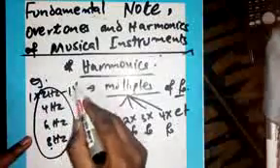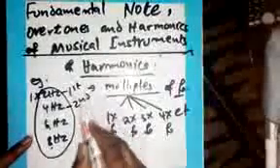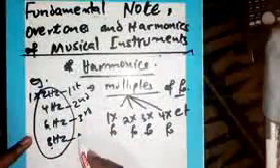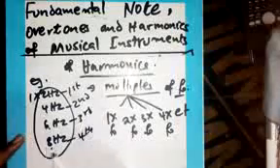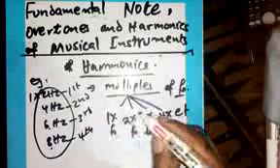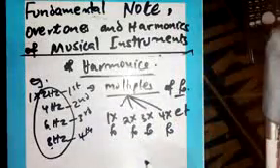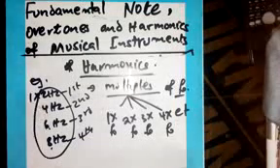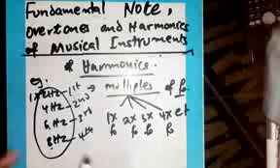This is the first harmonic, this is the second harmonic, this is the third harmonic, and this is the fourth harmonic. Harmonics are nothing but the frequencies which are multiples of the fundamental frequency. And the fundamental frequency is the first harmonic.